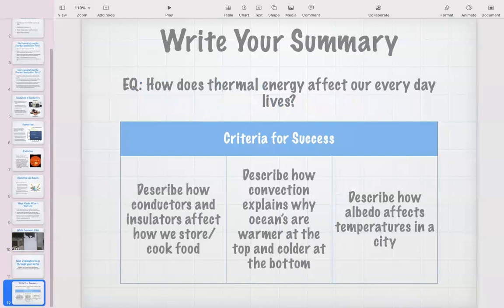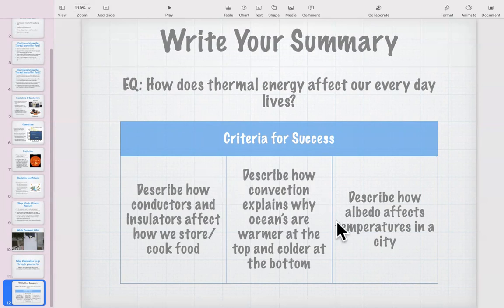So how does thermal energy affect our everyday lives is our EQ. And once again, in order to be successful on your EQ, you need to follow the criteria for success. So I want you to describe how conductors and insulators affect how we store and cook food. I want you to describe how convection explains why the oceans are warmer at the top and colder at the bottom. And I want you to describe how albedo affects temperatures in a city. These are the 3 things that you're going to focus on in order to answer the question: how does thermal energy affect our everyday lives?